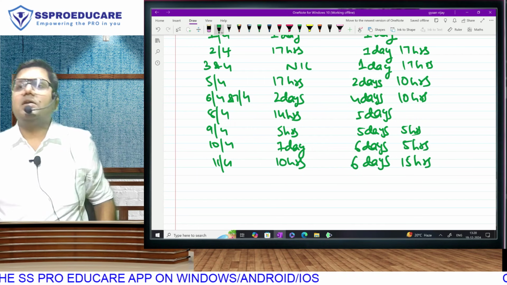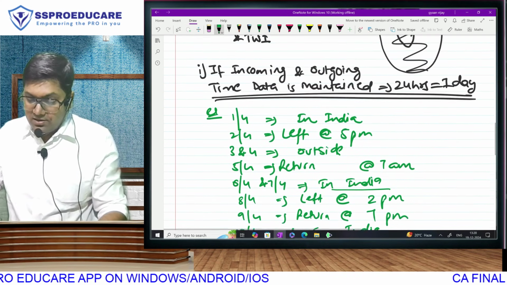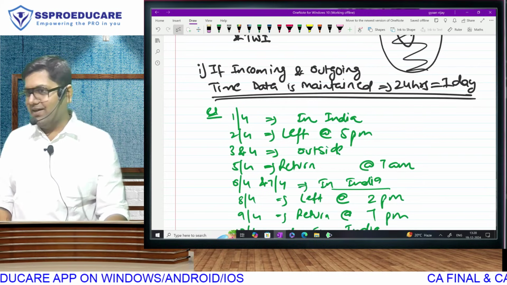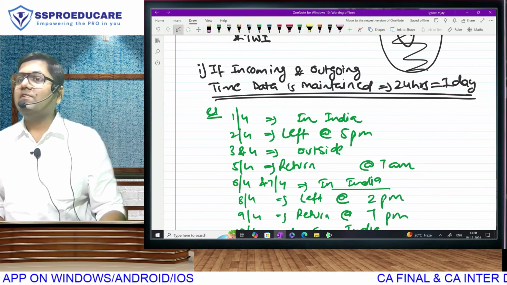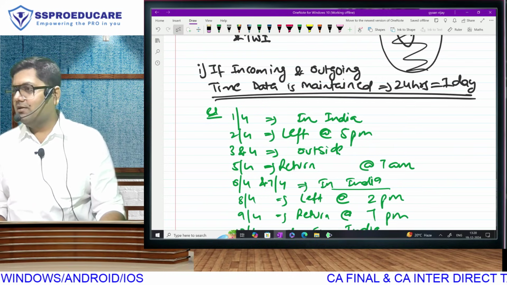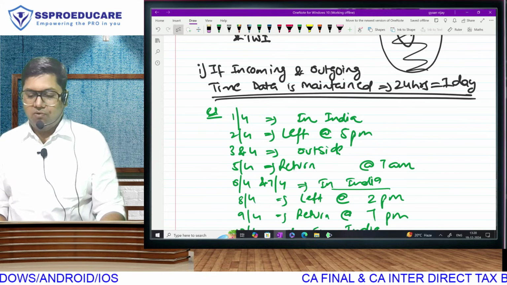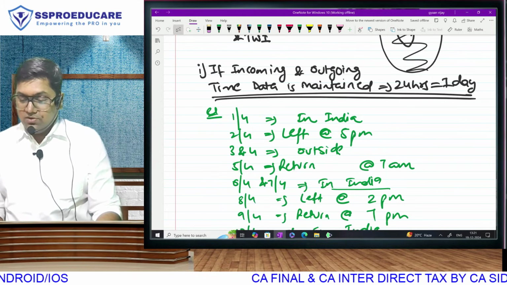This is how we will count your stay in India. Now read the heading. Now read the point I. If incoming and outgoing time data is maintained, then we will consider 24 hours as one day. You understood? Now understand the other side of this.